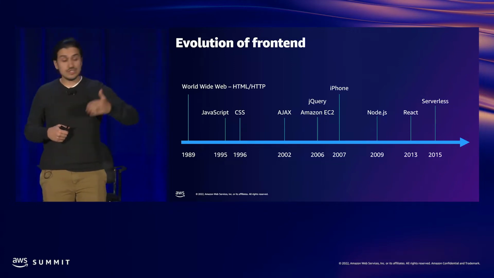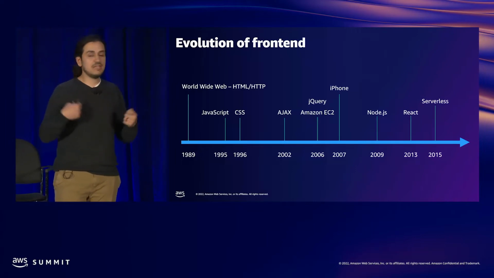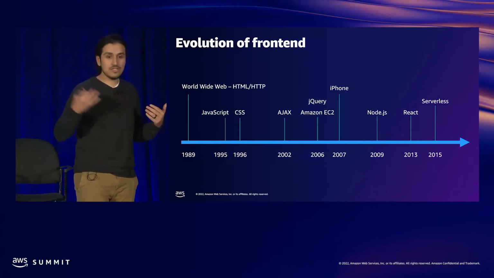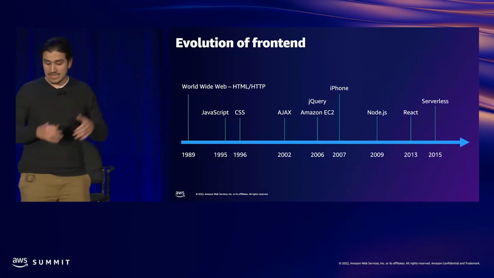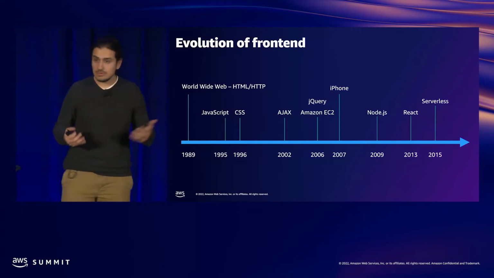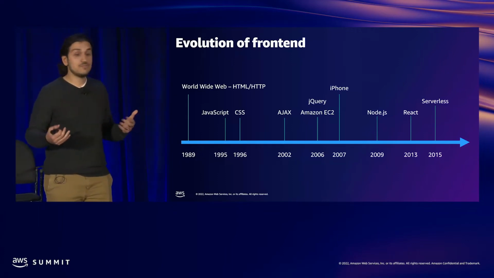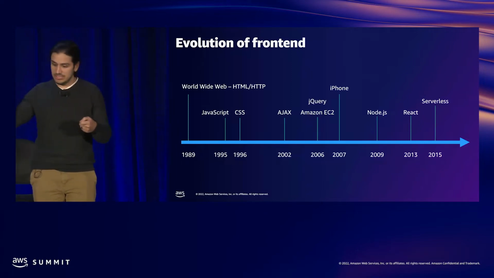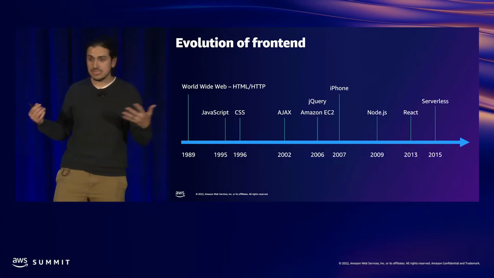And then in 2002, Ajax came in. And now you have the ability to asynchronously interact with your front-end page and send information back and forth between your front-end client and also your server. And in 2006, we have the introduction of Amazon EC2. So cloud computing is now alive. And we also now have jQuery that allows you to manipulate the DOM. So now you can manipulate the DOM, and now you can use Ajax to send requests back and forth asynchronously.